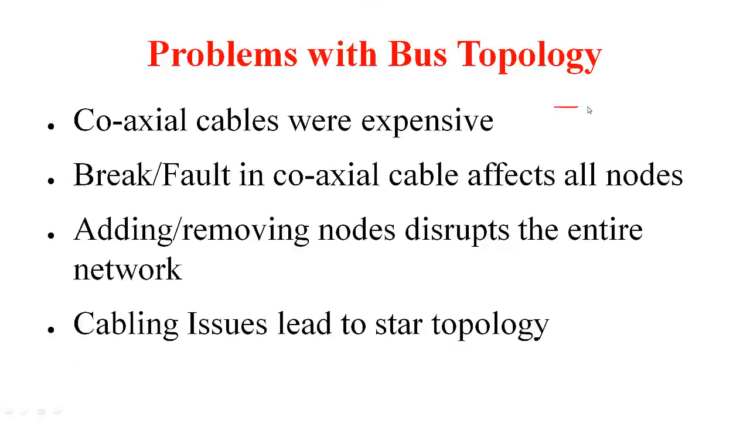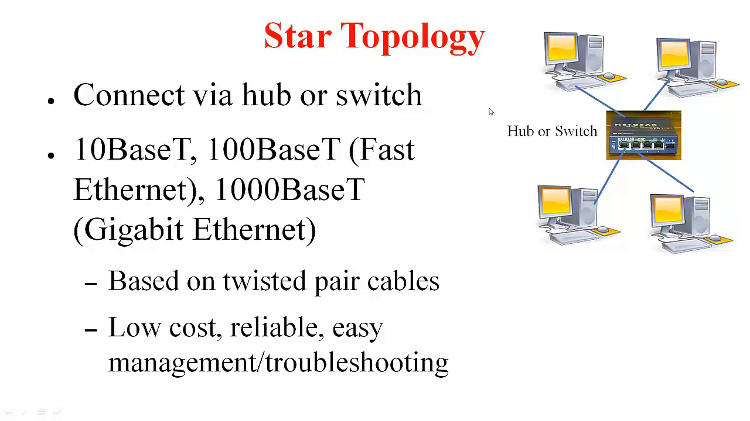And not only that, when you have a bus topology with many nodes connected to it, and if there is a fault or break in the cable, it affects all the nodes. Not only that, for you to add or remove nodes, you have to disrupt the entire network. So people decided bus is not the way to go, and the cabling issues led to a star topology. So in star topology, the hosts were connected through what is called a hub or a switch. I'll get to this shortly. And various standards emerged catering to this.